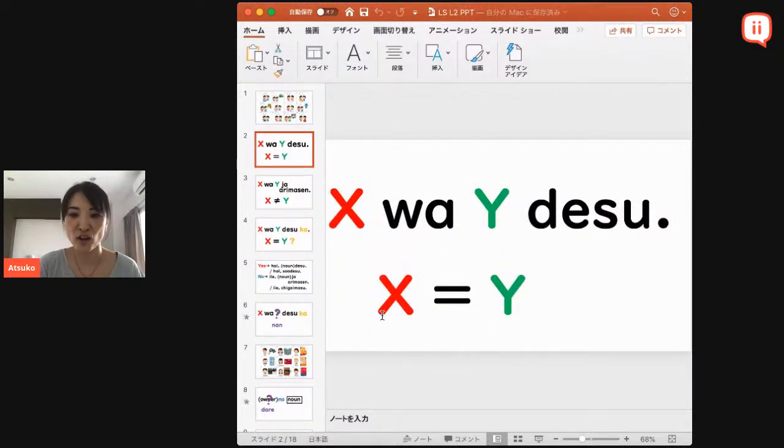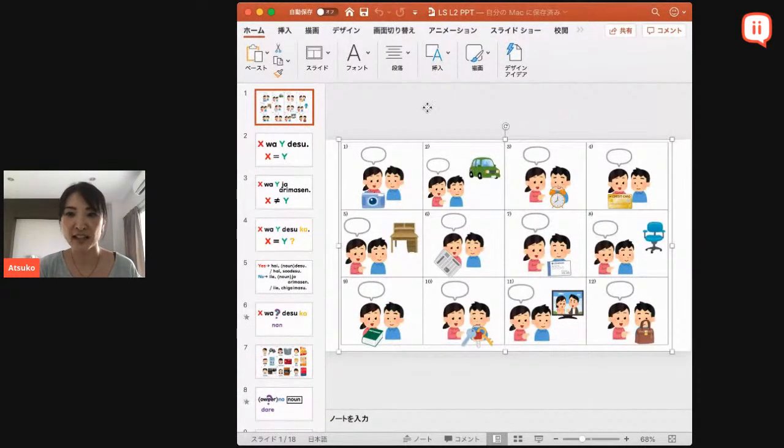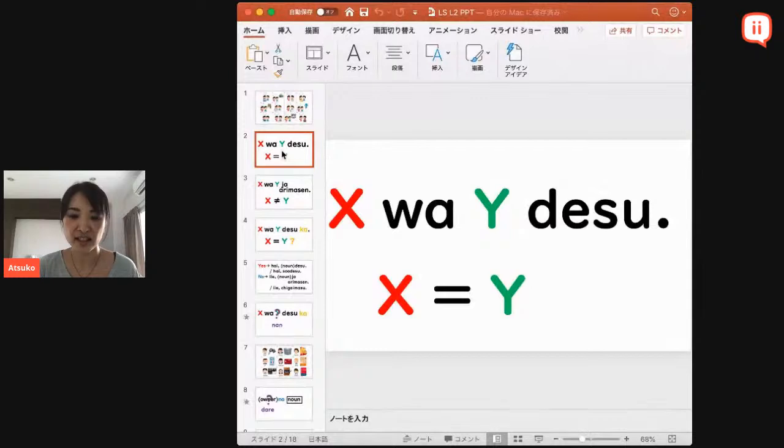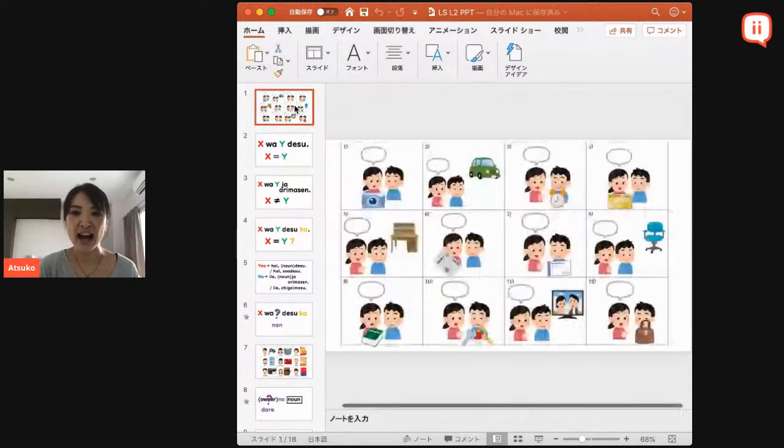Okay. Now X is これ, this. Y is camera. So the Japanese sentence is これはカメラです. Okay. Then how about number two? That is a car. When the object is far from both of us, あれ. So, X is あれ, and Y is car, 車. The sentence is あれは車です.